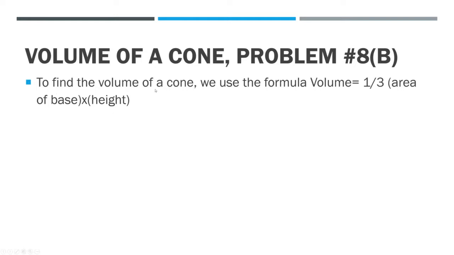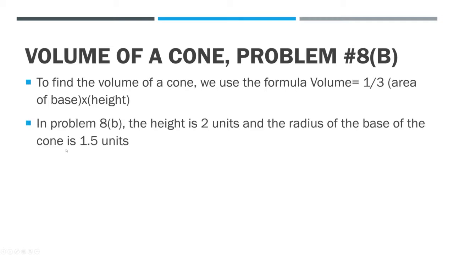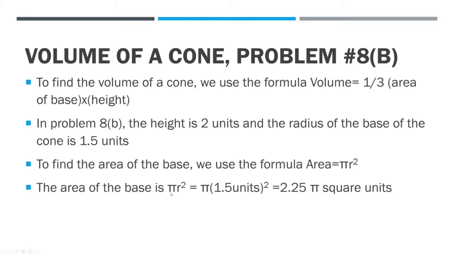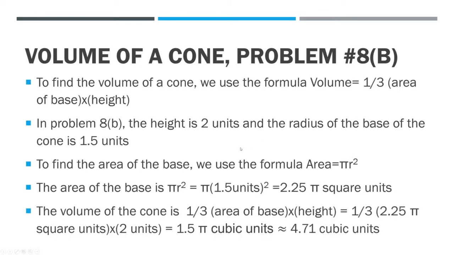To find the volume of a cone, we'll use the formula that the volume is 1/3 times the area of the base times the height. And in this problem, the height is 2 units and the radius of the base is 1.5 units. To find the area of the base, we'll use the formula pi r squared, and the radius is 1.5 units. So we have pi times 1.5 units squared. That gives me 2.25 pi square units.